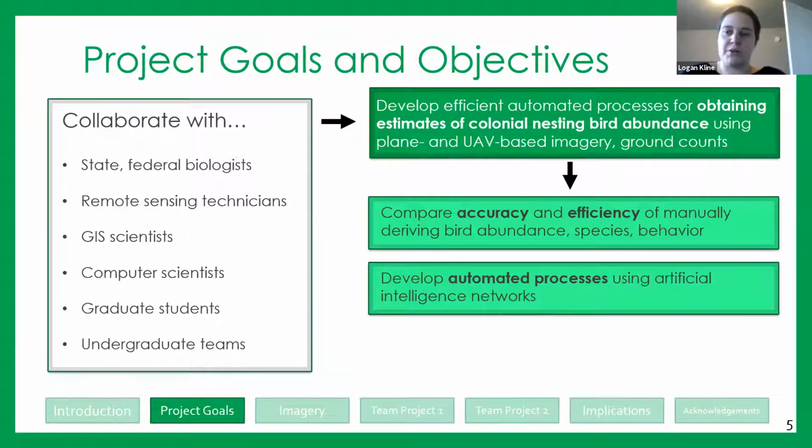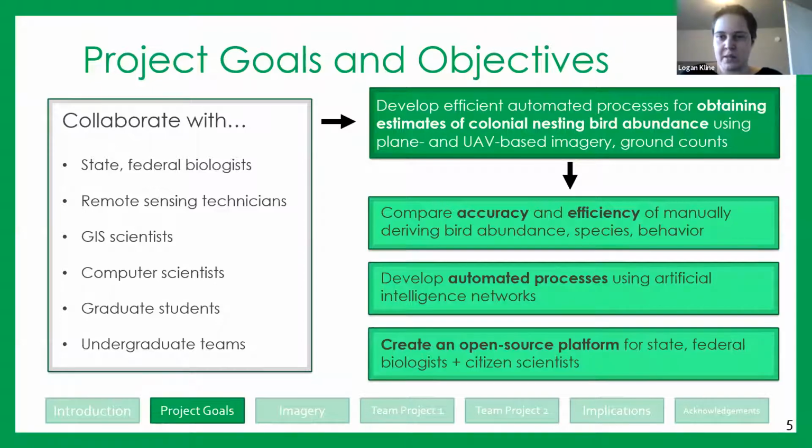Through a partnership in our computer science department, we are also developing and evaluating automated processes using AI to derive bird abundance, species, and behaviors from historical and recent plane and UAV-based imagery and identify sources of error in these processes. And finally, we want to create an open source platform for state and federal biologists, as well as citizen scientists, to upload their own imagery and take advantage of our artificial intelligence algorithms to identify birds. Although our framework is focused on deriving counts of nesting birds, we anticipate that there will be much more broad applications of our approach and tool sets.